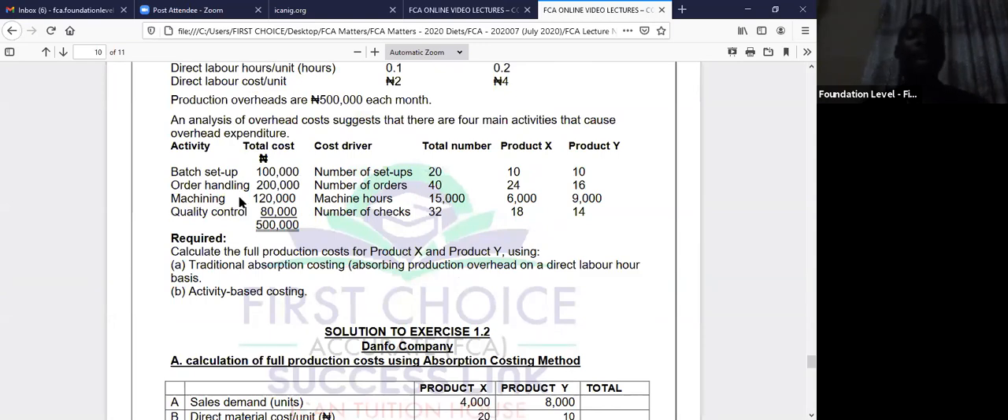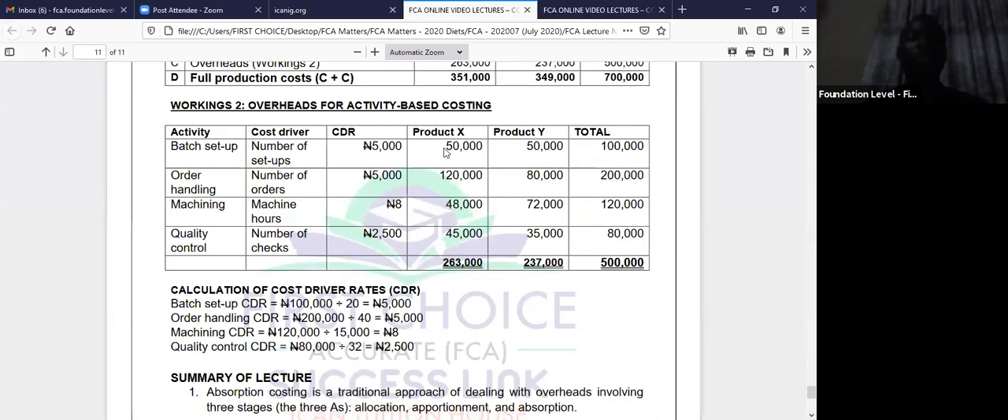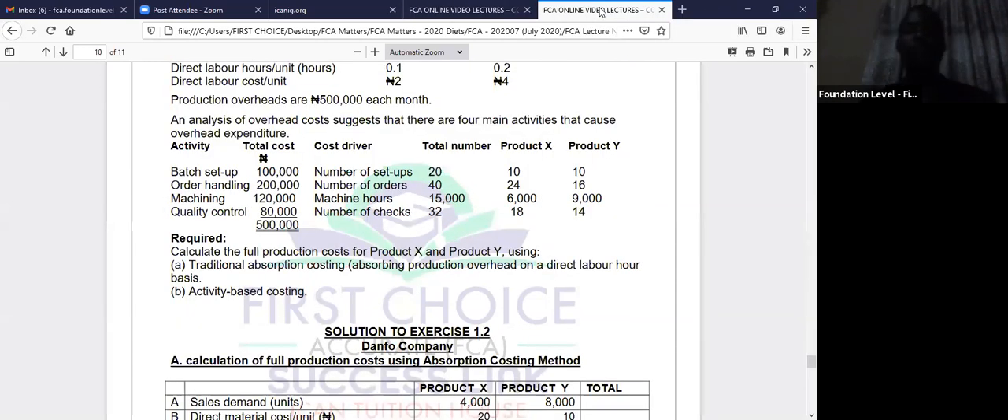We'll go for order handling. You will say 200,000 divided by 40. 40 is as a result of 24 and 16. So if you look at my solution, you still have 5,000. So you are going to use this 5,000 as a multiplication for all the activities done there.